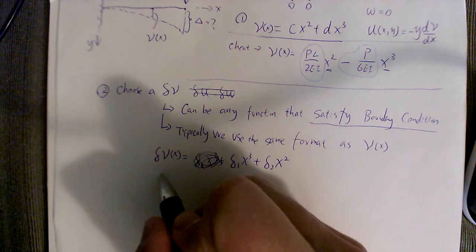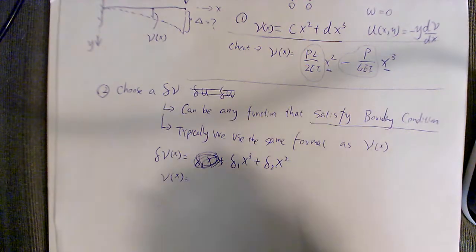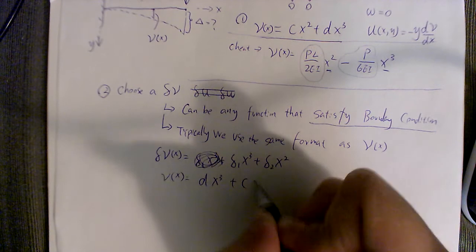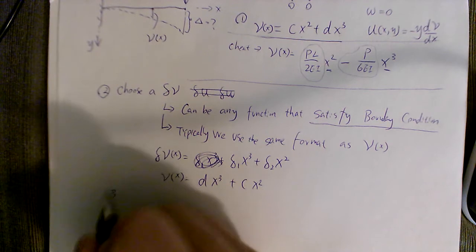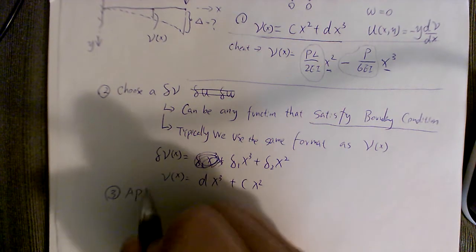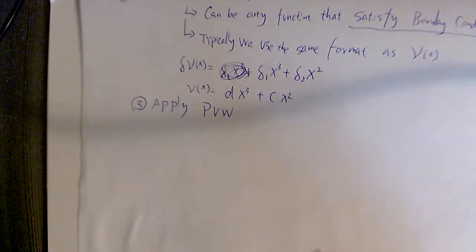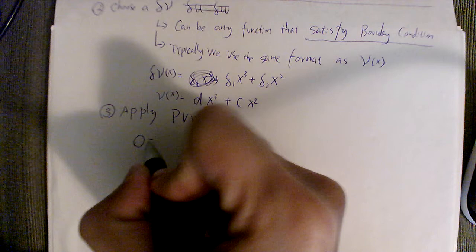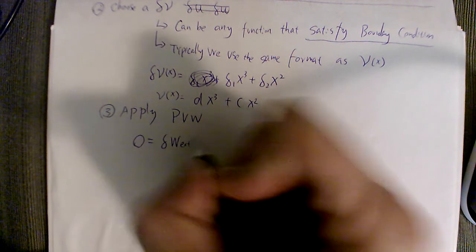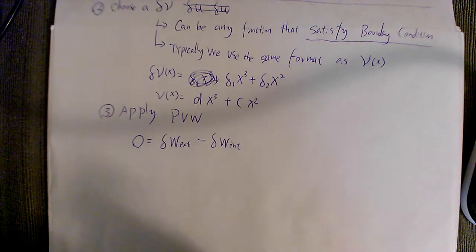Just to be clear, our real displacement is dx third plus cx second. So once you have that, it's just a matter of applying the principle of virtual work. You're like, okay, great, that's very nice, but how do you actually do it? Basically just follow the formula. You know the principle of virtual work is this: 0 equals the external virtual work minus the internal virtual work. So just write it out.